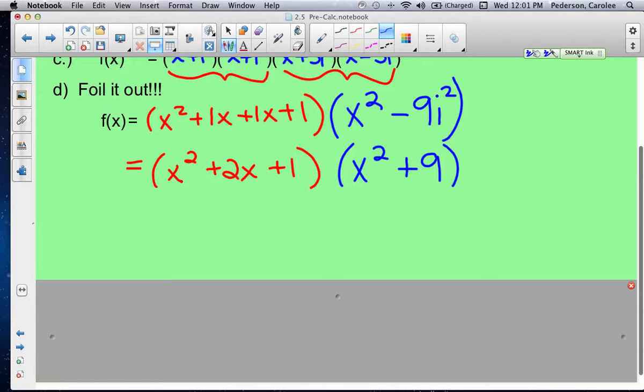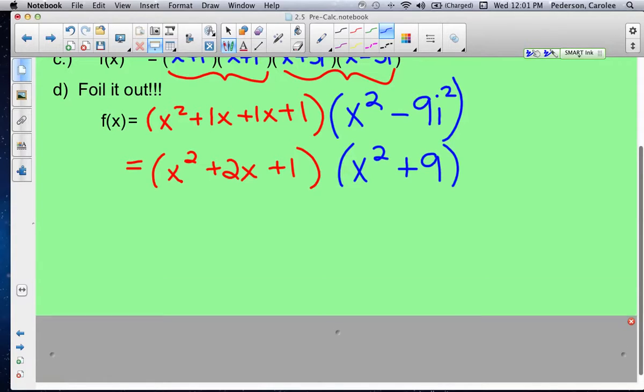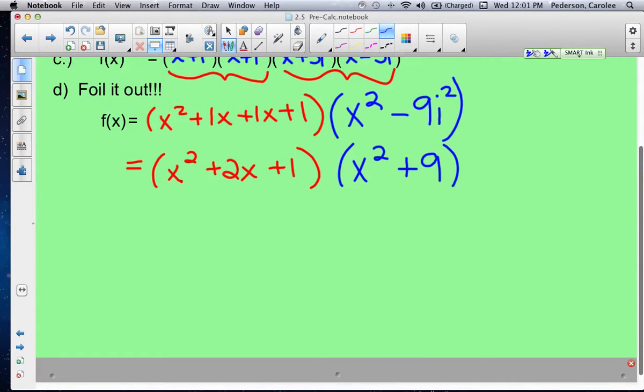Now we have a trinomial times a binomial. We can't FOIL anymore, but we can still distribute. How the distributive property works is I take every term in the red and multiply it to every term in the blue. You have to be careful with these. Do you like the arrows, or can you do it without the arrows? I know, it's okay. So x squared times x squared is x to the 4th. x squared times 9 is 9x squared.